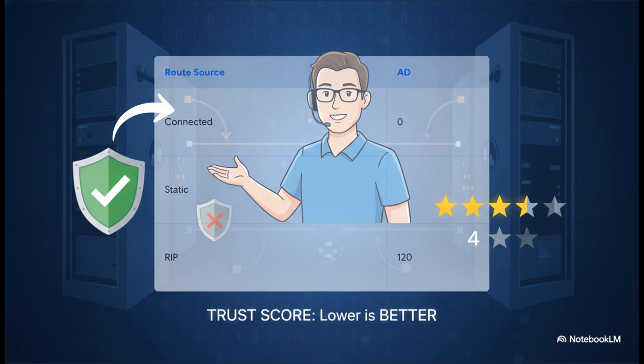But here's the catch. In this system, a lower score is actually way better. A directly connected interface has an AD of 0. A static route, because a human explicitly configured it, gets an AD of 1. But RIP? RIP has an AD of 120, which perfectly explains why, if a router has a manually configured static route and a dynamically learned RIP route pointing to the exact same destination, the static route is always going to win. It's just trusted more.